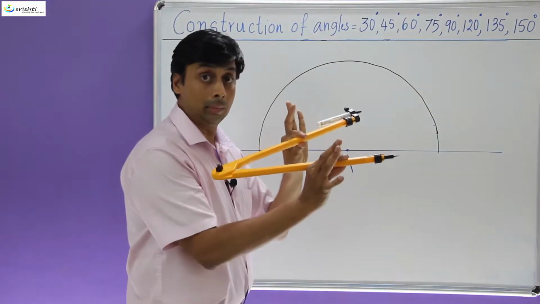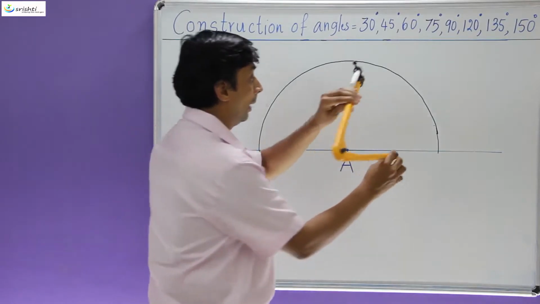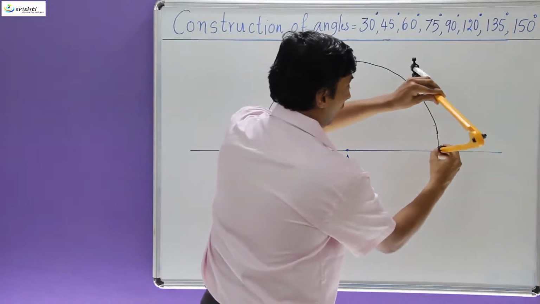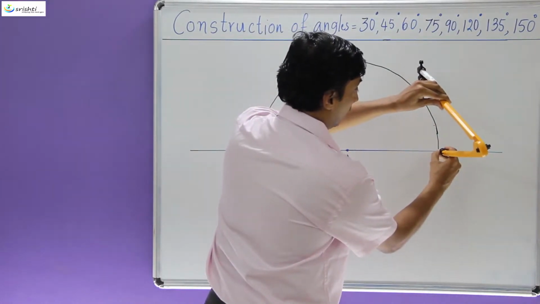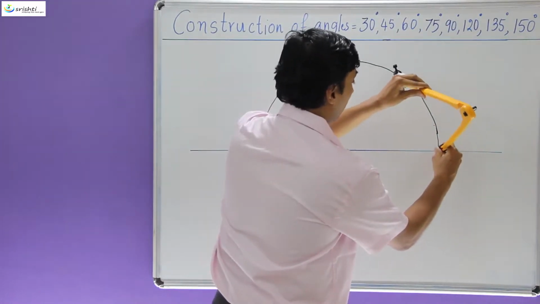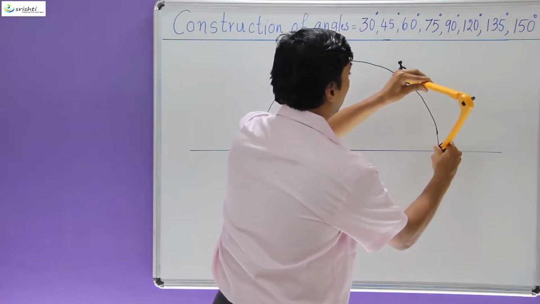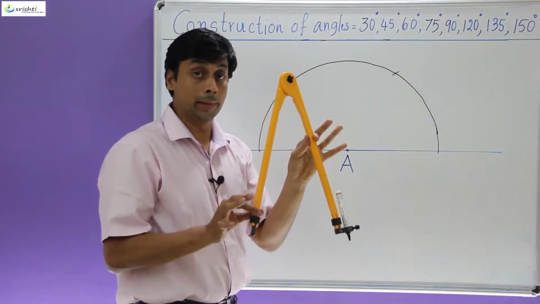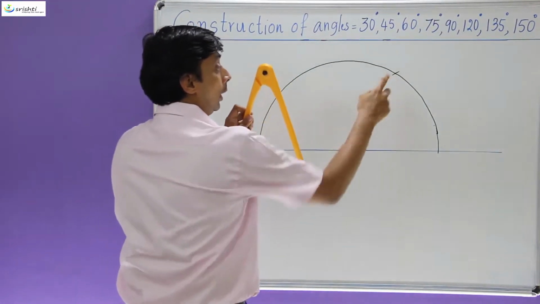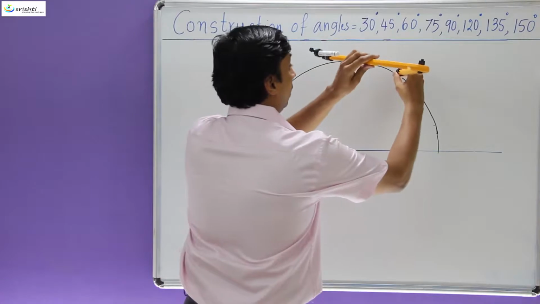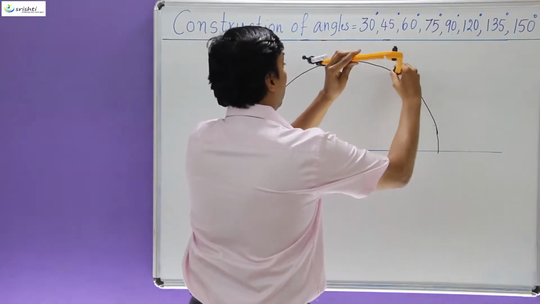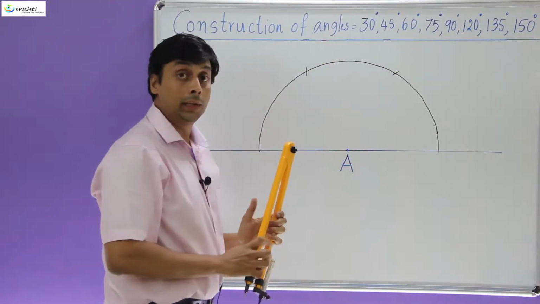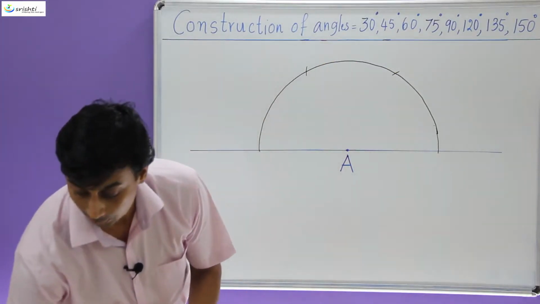Using the same measurement, without changing the measurement, I am going to place the rounder on one of these points, and I am going to draw an arc with the same measurement. So when I mark an arc over here, I will mark an arc over here. Again, without changing any measurement, place the rounder on this particular point and again draw an arc which intersects the semicircle. So these two markings will give you 60 degree and 120 degree.